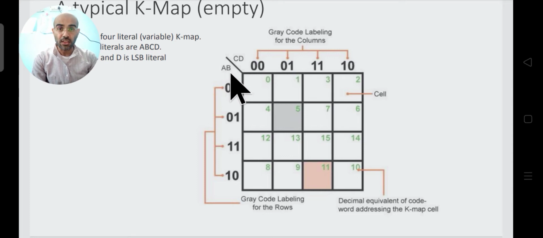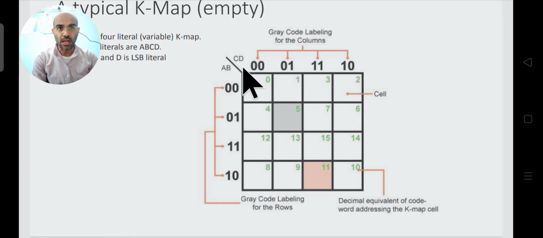That the variables which are going to show here are the AB, the 2 variables, whereas in this column we will show this AB, and in this row we will show the CD. Okay, so this is this row. Now the numbering of these variables is not directly represented in binary, but we use the gray code to represent them.